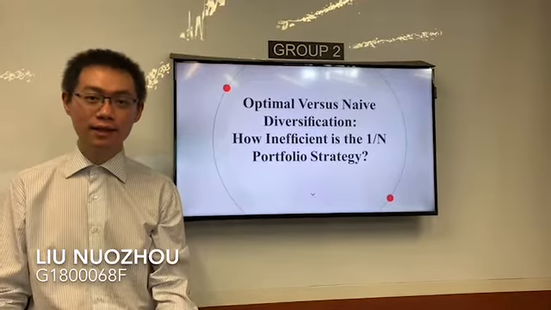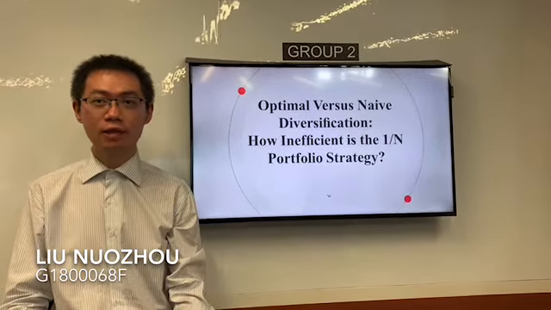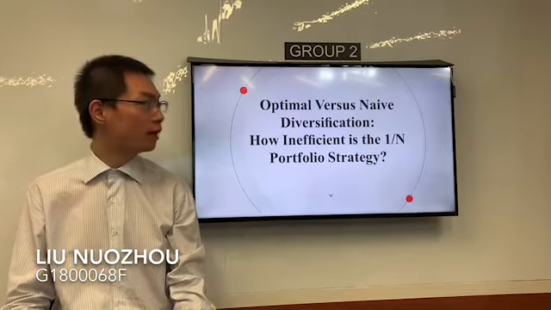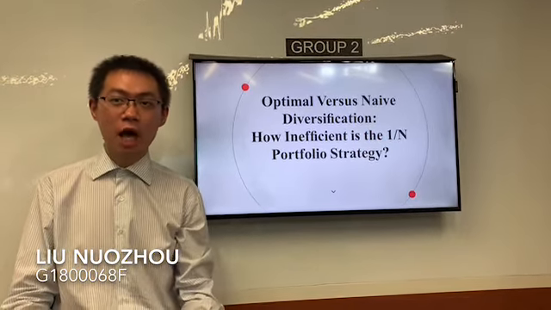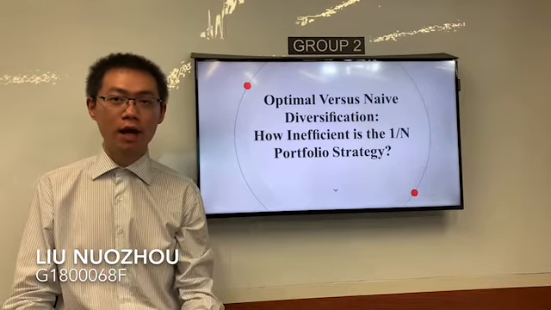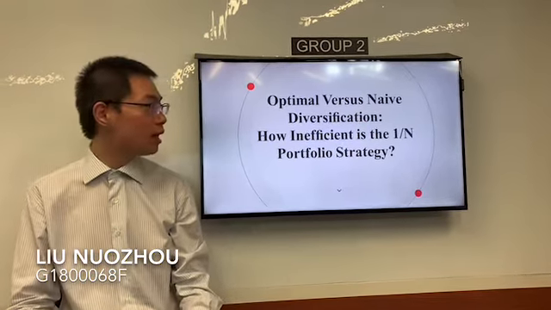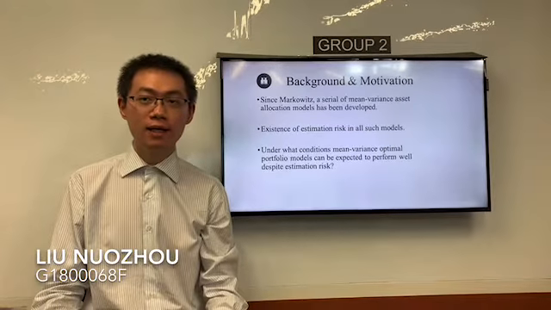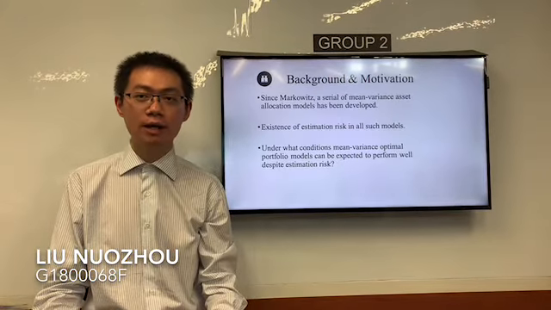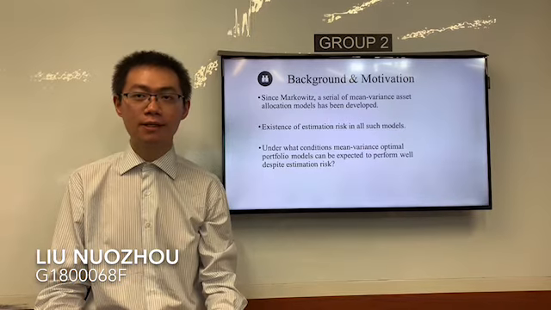Hi everyone, today our group is going to present an article regarding asset allocation theory. The title is Optimal versus Naive Diversification: How Efficient is the 1/n Portfolio Strategy? The background of the article is that a series of mean-variance asset allocation models has been developed since Markowitz.